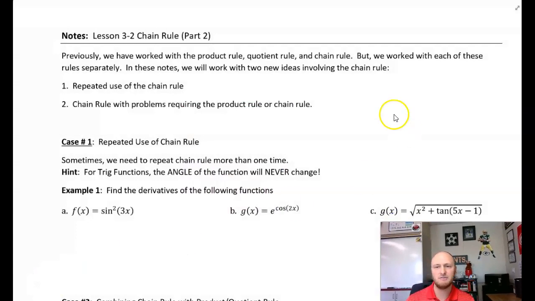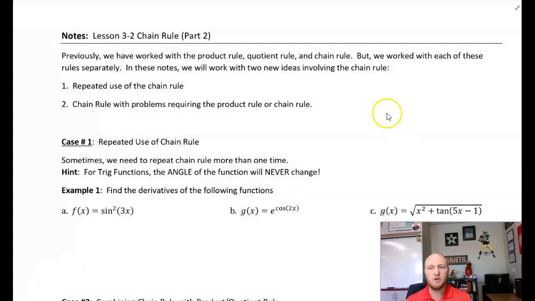This is 3-2 and we are talking the chain rule. We're going to go ahead and use the chain rule in a bigger sense and mix it in with some other derivative rules and properties that we have learned previously. So let's go ahead and dive into it.